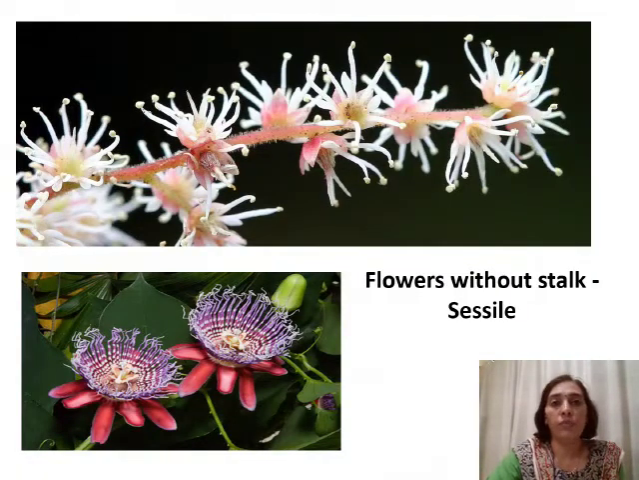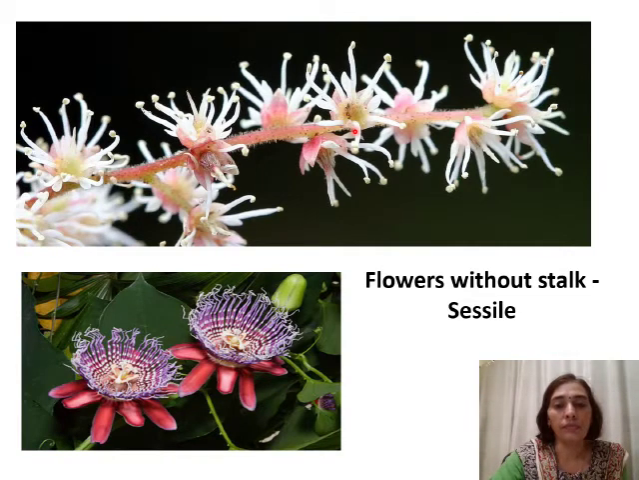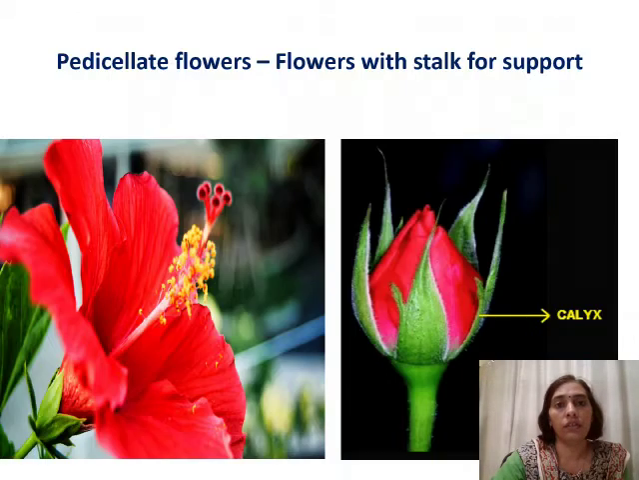Apart from flowers being bisexual and unisexual, we can even have flowers with or without stalk. Like here you can see two examples of flowers, but they do not have a stalk to them. They directly attach to the stem. So those flowers which are without stalk are called as sessile. So this is one category of flowers, that is they do not have stalk.